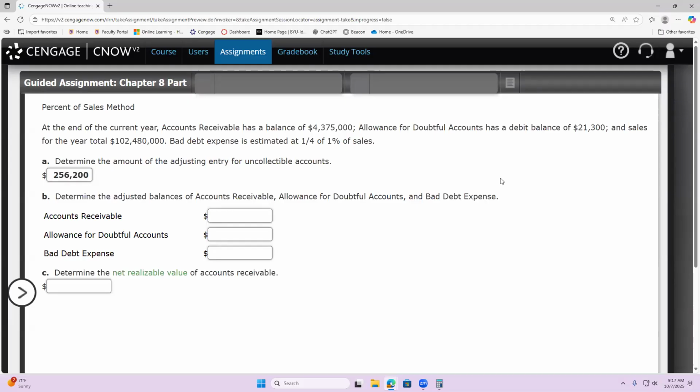And now they want to know, after this adjustment right here, I'll put a line here because it's confusing, after that adjustment right there, what's the balance of the account? So accounts receivable didn't change. It's 4,375,000.